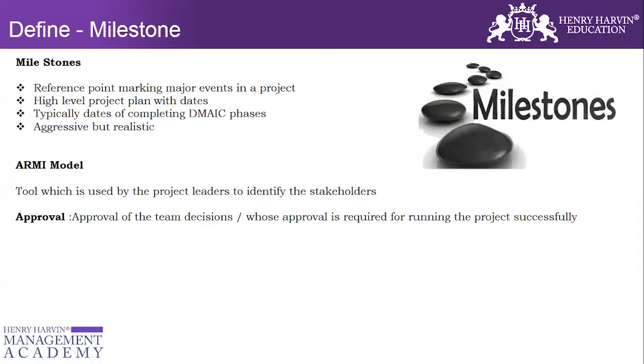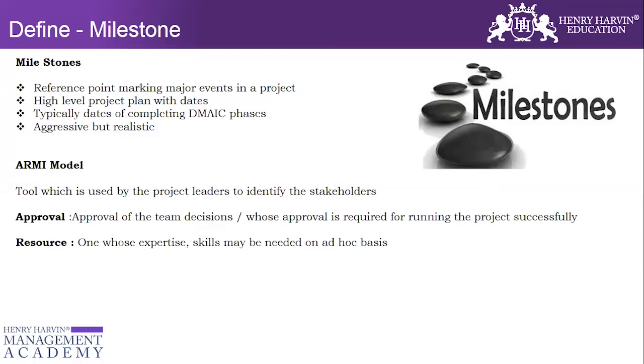ARMI is an abbreviation wherein A stands for approver, R stands for resource, M stands for member, and I stands for interested. It's a tool used by project leaders to identify the stakeholders and the project team members. A stands for approver, the person who is going to give us the approval which is required for running a project successfully.